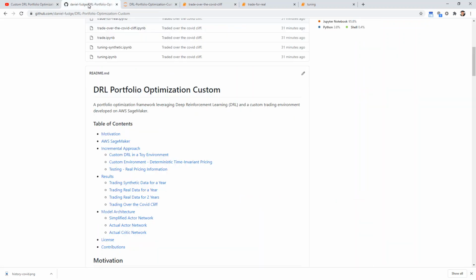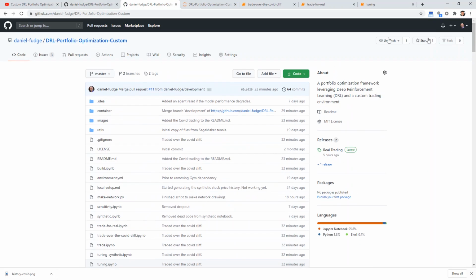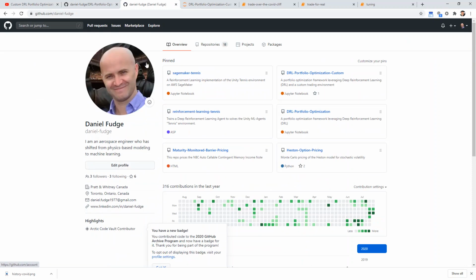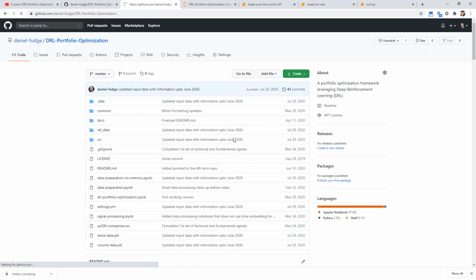And one of the things we actually had to do, because everything that was done before was working off of some data that was generated last year when we had this deep reinforcement portfolio optimization repo. In there, there was a notebook that generated the data. So we had to go back and rerun this and get the new data. This previously only went up to the end of 2019, so we've updated it to basically the end of June.